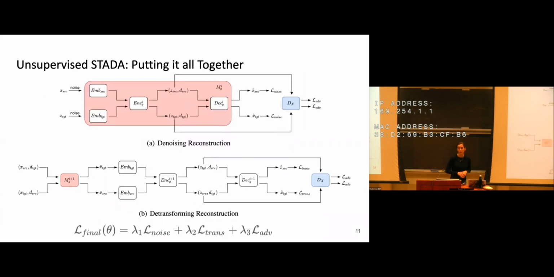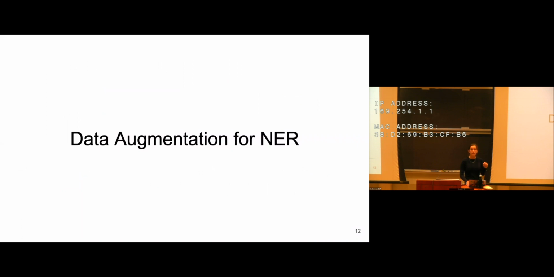So putting it all together, the entire model has these three loss components, right? One coming from the denoising part, one coming from the detransformation, and then one for the adversarial. And then we learn the weights for each of them when we're training the whole thing. So that's the idea for the data augmentation, right? On how we try to use style. Now we need to see whether it works.